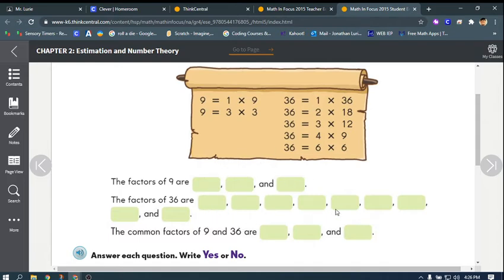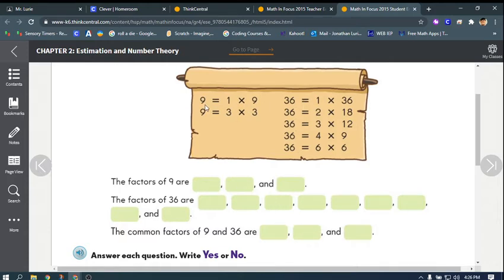36 has a ton of factors. So we know that 1 is going to go here because 1 is always a common factor. 2 is not going to be here for 9, but it is going to be down here for 36. But it's not a common factor. 3, let's see, there's a 3 there and there's a 3 there. So they're both going to have a 3. So that's going to be their second common factor.